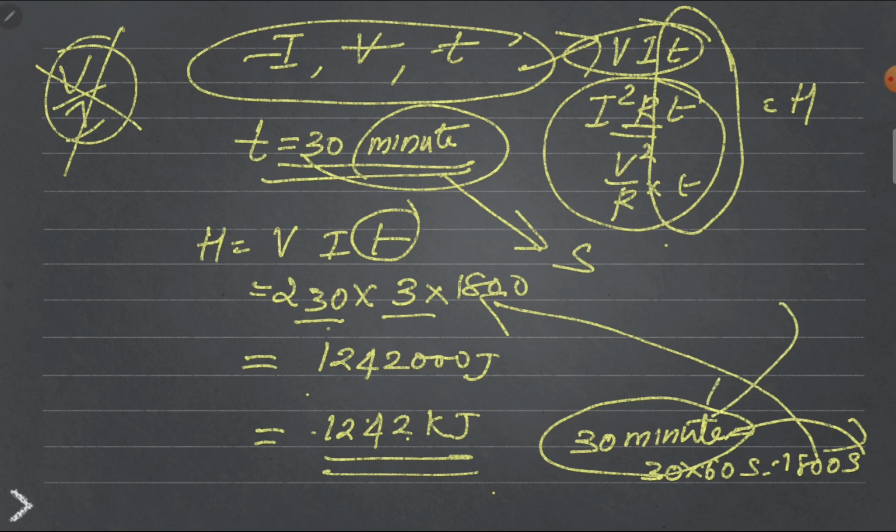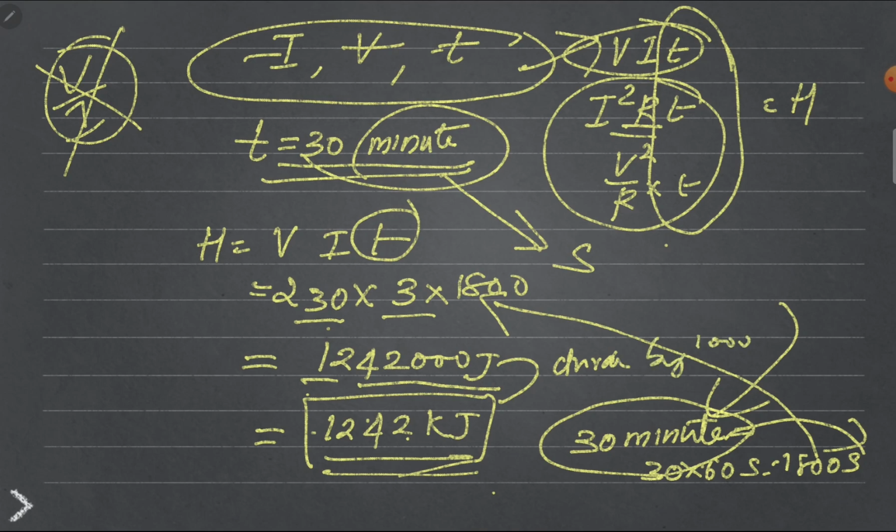So we took time as 30 minutes and tried to do that question, and we got the answer as 12,42,000 joule or 1242 kilojoule. How did I convert joule to kilojoule? Divide by 1000. That is the way. So here we found out that such questions are not a difficult task. Just with careful observation of the question and by substituting the correct values, we will be able to get the answer easily.